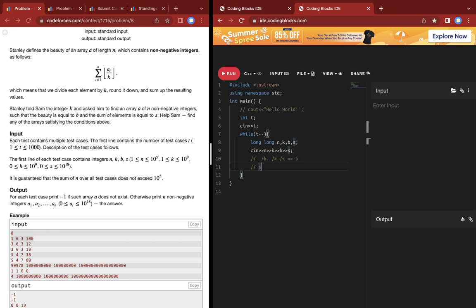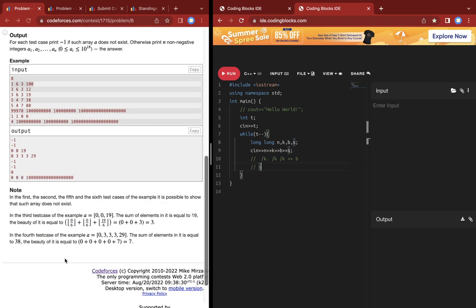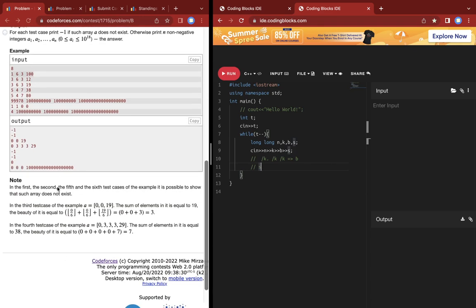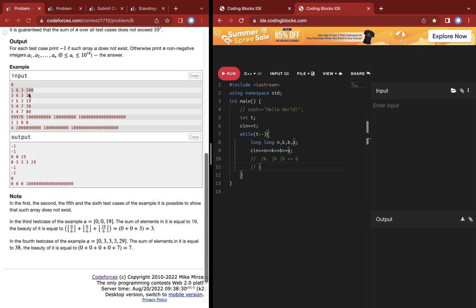How would we solve this? Let's see the test case. In the first, the second, the fifth, and sixth test cases, it is possible to show that such array does not exist. How is that possible? Okay, this I can understand, because if there is one element and its sum is 100, then that element is 100, and 100 divided by 6 is not 3.